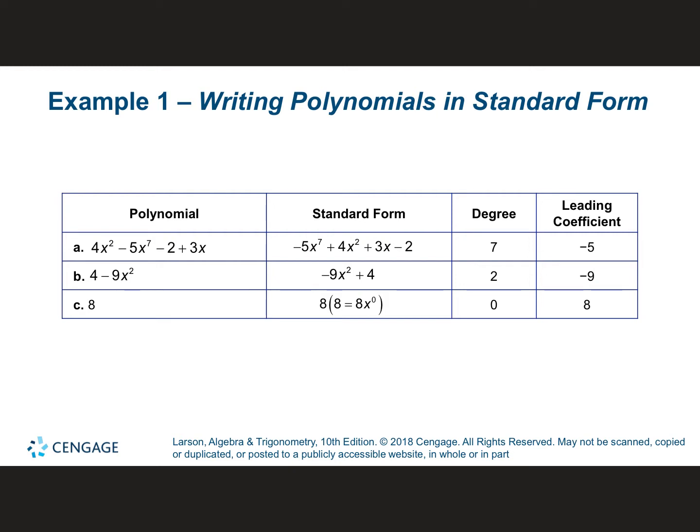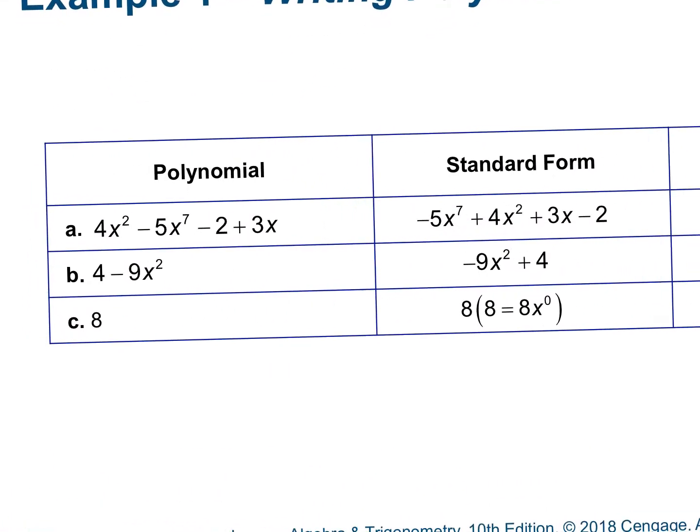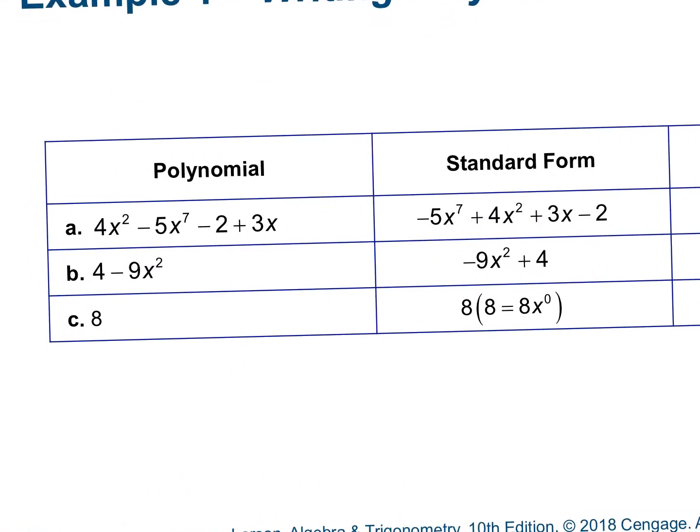Polynomials are made up of terms. Terms are separated by plus and minus signs. So if I look at letter A, this first polynomial. How many terms do you see in A? 4, right? Terms are separated by the plus and minus sign.